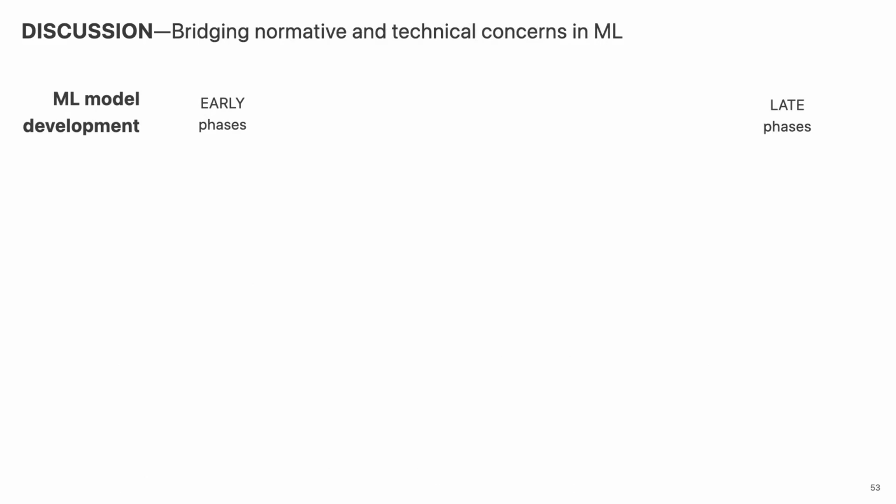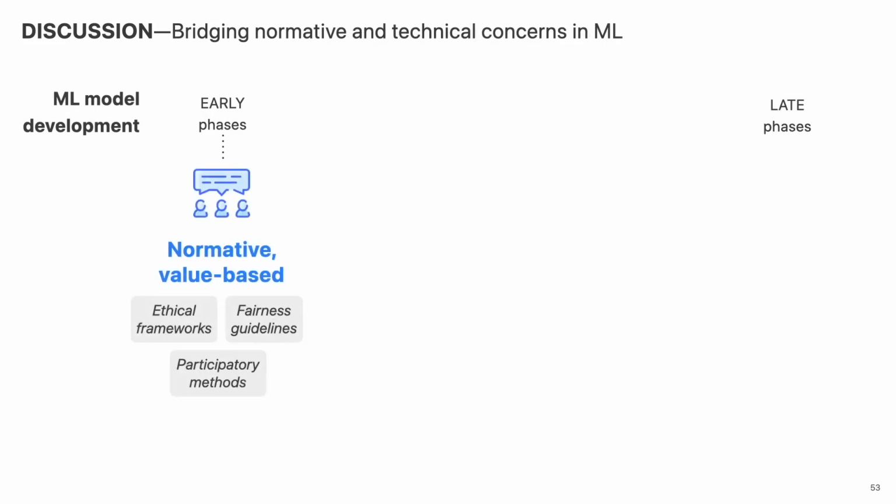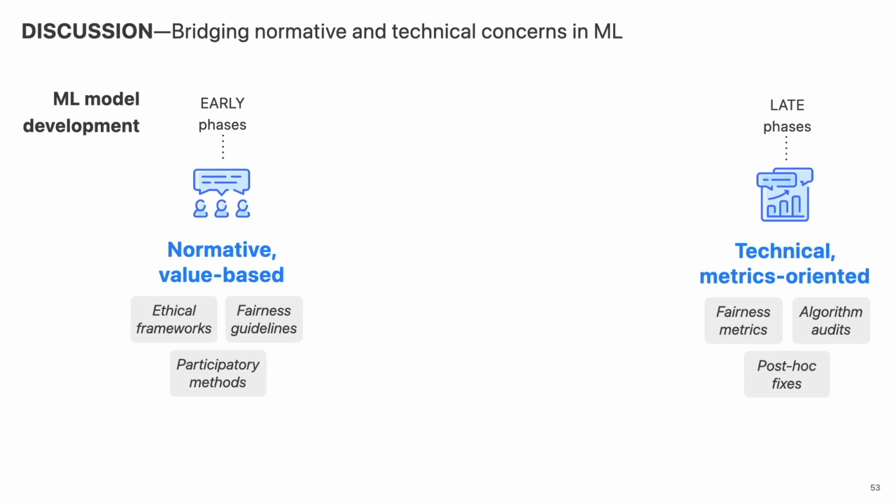Then, when we look at where fairness questions enter the picture in ML model development, it's often at the very early stages before model development with ethical frameworks and participatory approaches, or it's at the end of the cycle when models are evaluated with metrics and audits or repaired post hoc, which causes these really wide development loops that can take months or years to resolve.